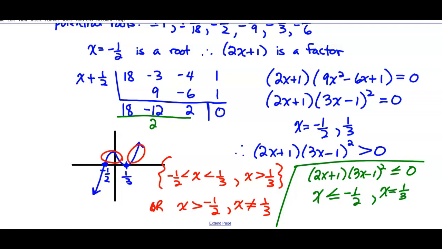So just be aware: does it have the equal sign? Is it touching the x-axis anywhere? Because it needs to include that point. So that's a different question, but I did a different color. So there you go.